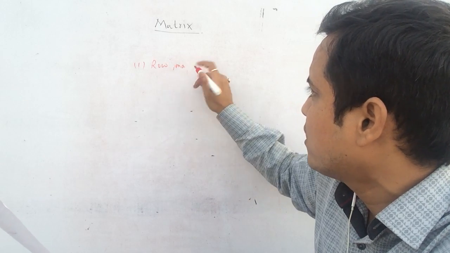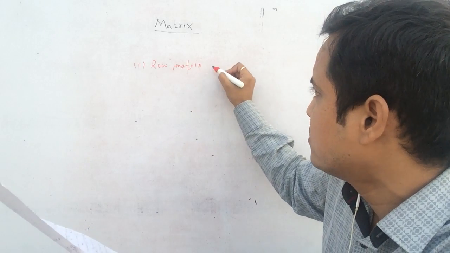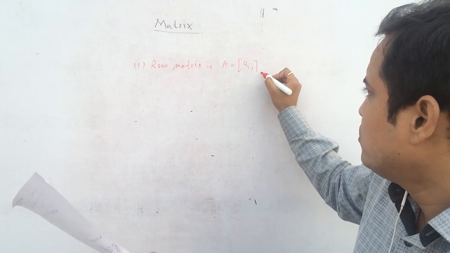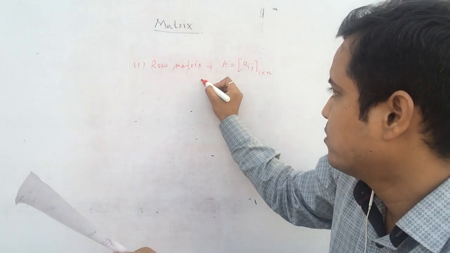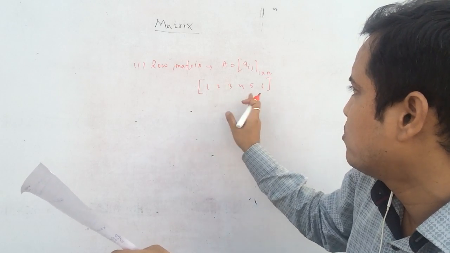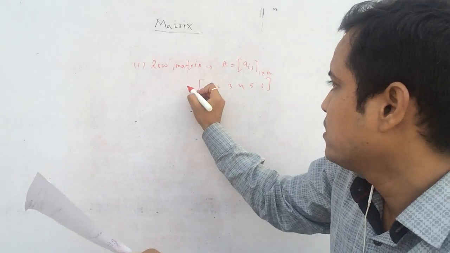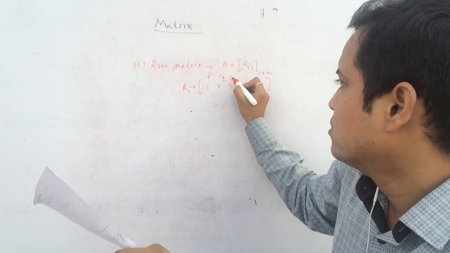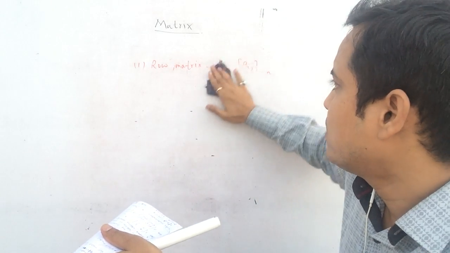A row matrix is a matrix in which you see only one row. That means A is the matrix, Aij are the elements here, and you see only one row but many columns. For example, 1, 2, 3, 4, 5, 6. How many columns? 6 columns, but you have only one row. Only one row, but 6 columns. You know this.